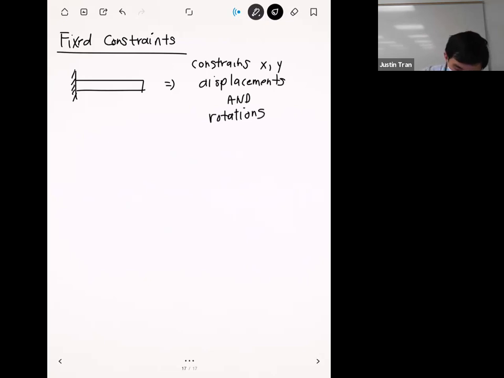Okay. And so we call this node node 1. And what we say is u1x is equal to 0, u1y is equal to 0, and theta 1 is also going to be equal to 0. Okay.